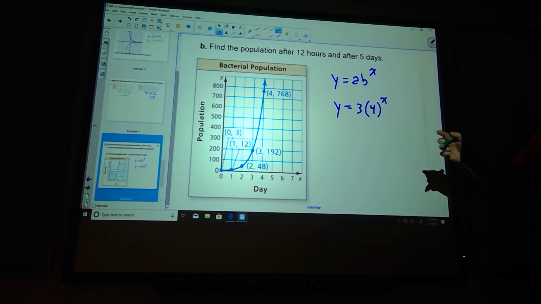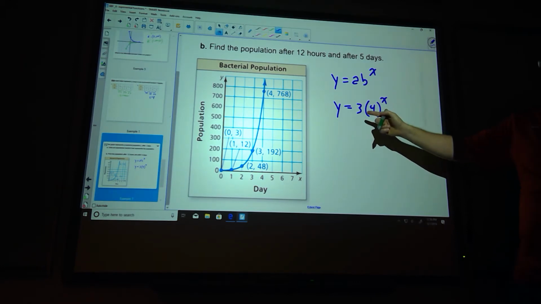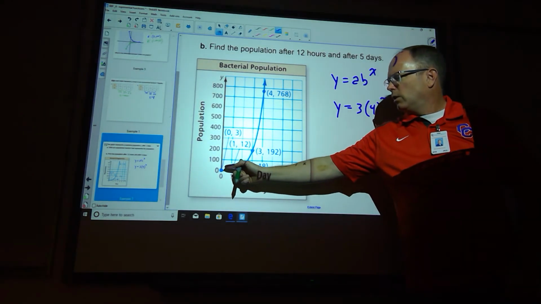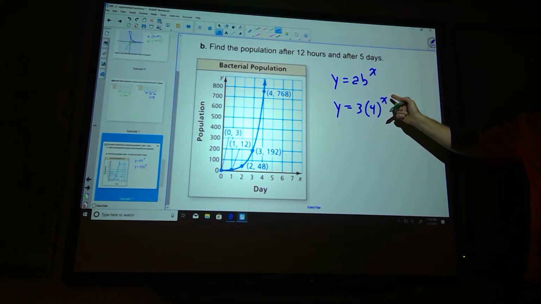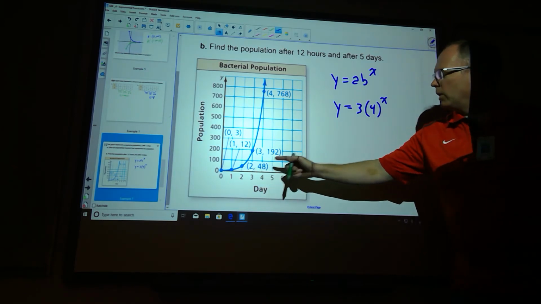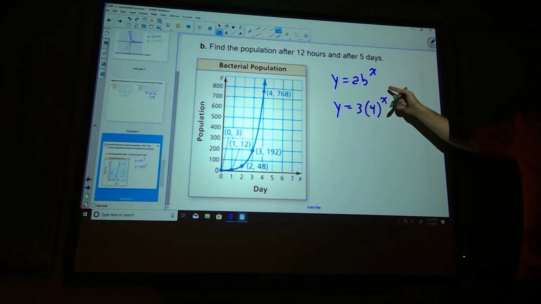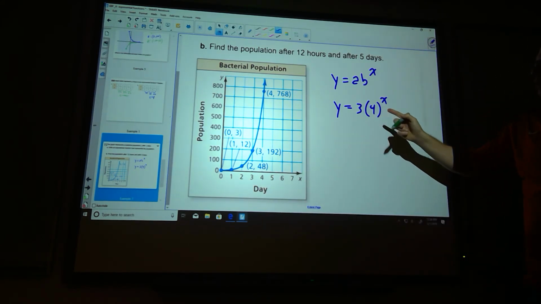Okay, so let's make sure that works. If I plug 0 in, I get 4 to the 0, which is 1. 1 times 3 is 3. That works. If I plug 1 in, 4 to the first is 4. 4 times 3 is 12. If I plug 2 in, 4 squared is 16. 16 times 3 is 48. Okay, this is our exponential function.